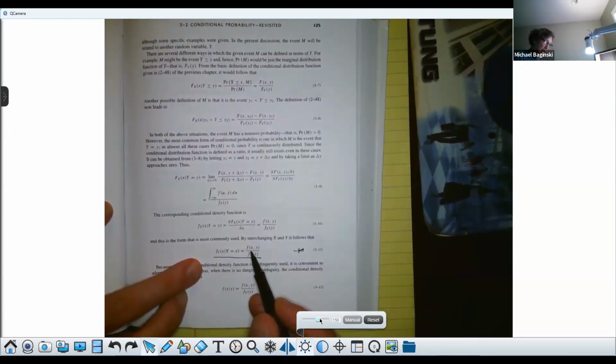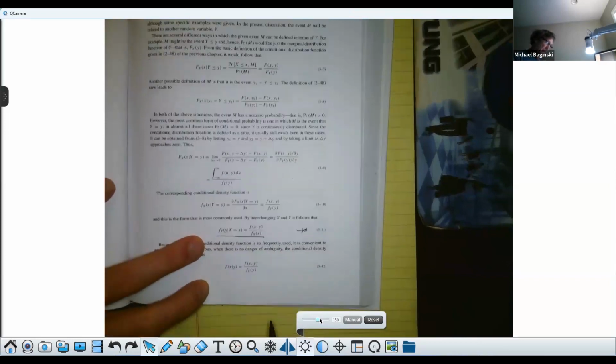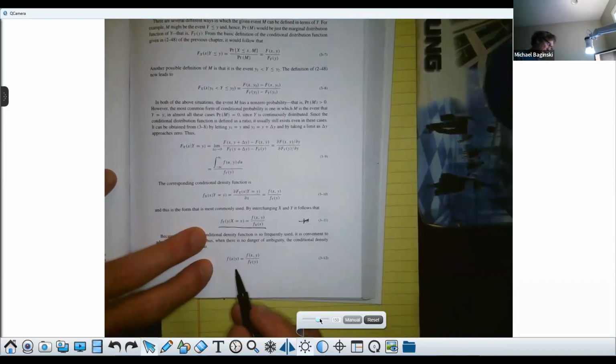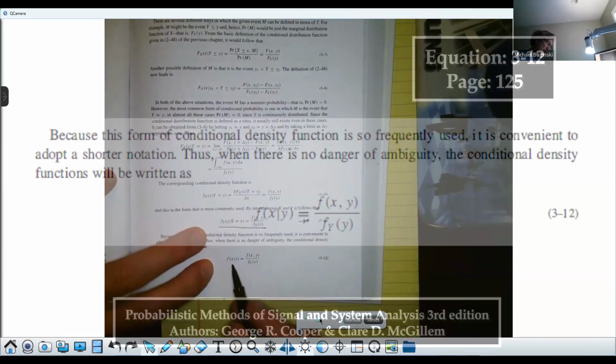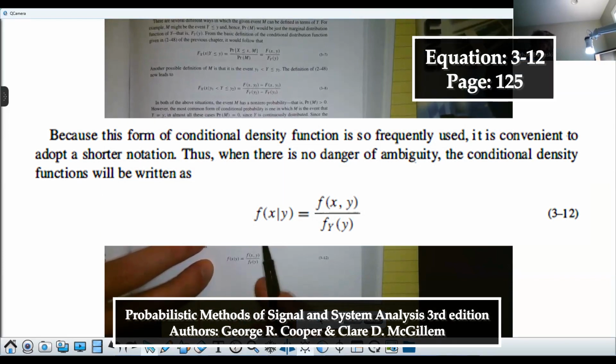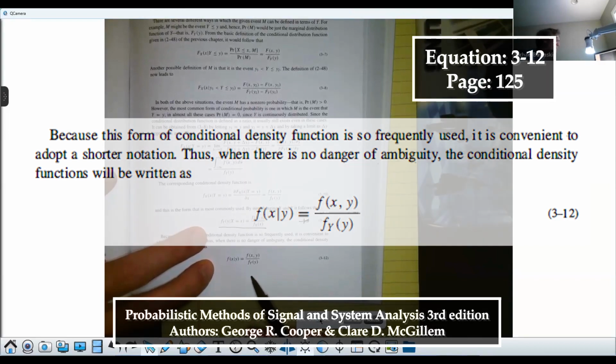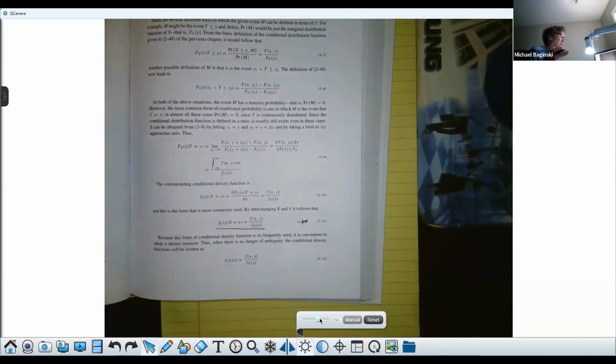So if you've got f of x, y, and you want f of x only, you integrate this thing with respect to y over all possible values. And you get this, that's a joint density function. In the same manner, if you wanted f of x given y, the only difference is now the denominator is f of y. And it's straightforward. There's nothing tricky about this.